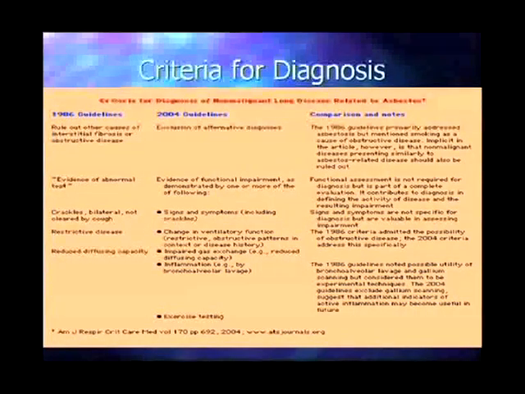So what's the criteria for diagnosis? Well, in 1986, the American Thoracic Society put forth some criteria. In 2004, they were updated. And I'm not going to go through this slide, but I just want you to see there are some changes that I sort of summarized in here.